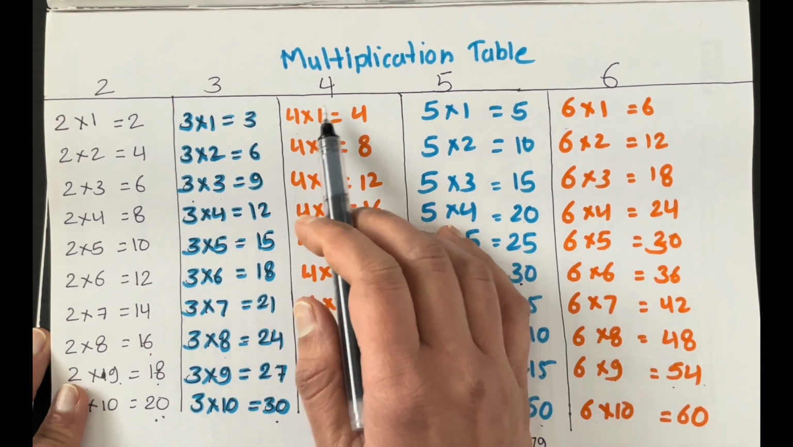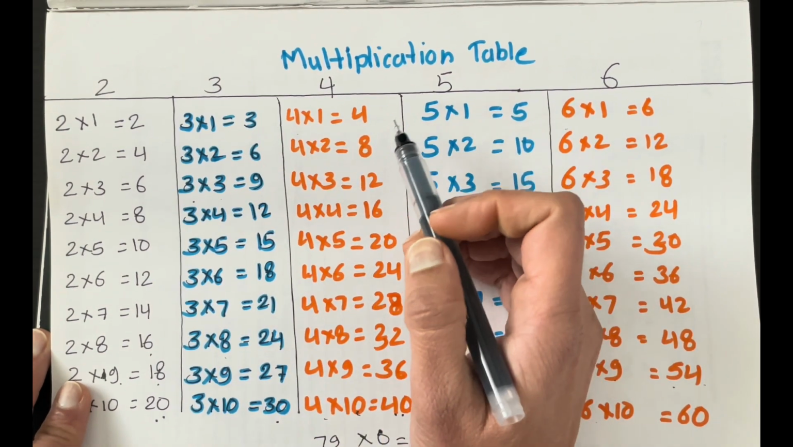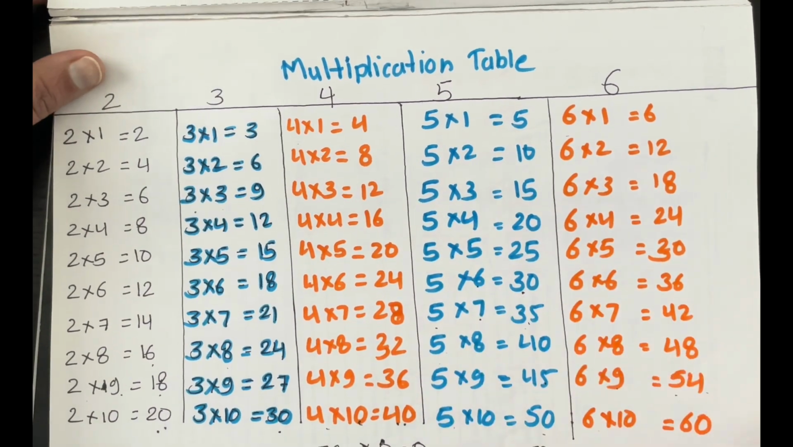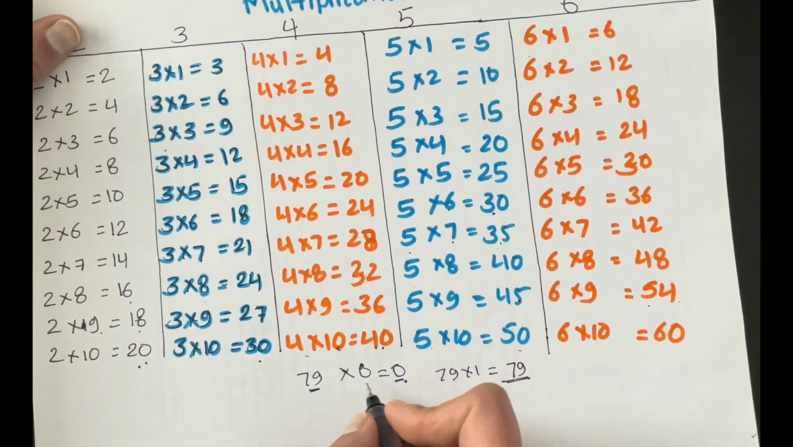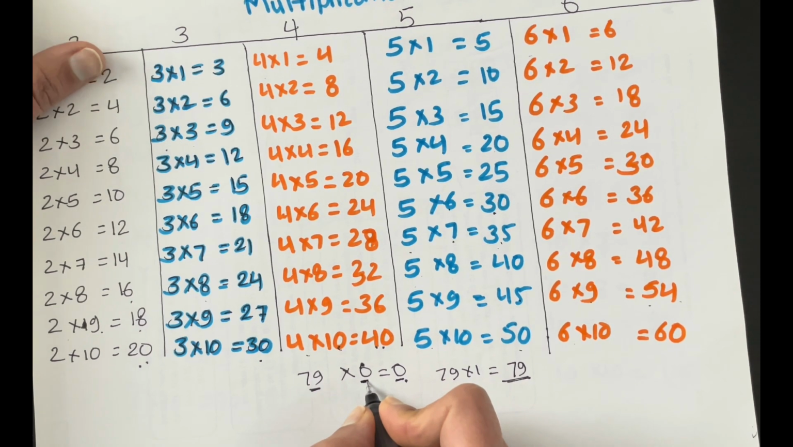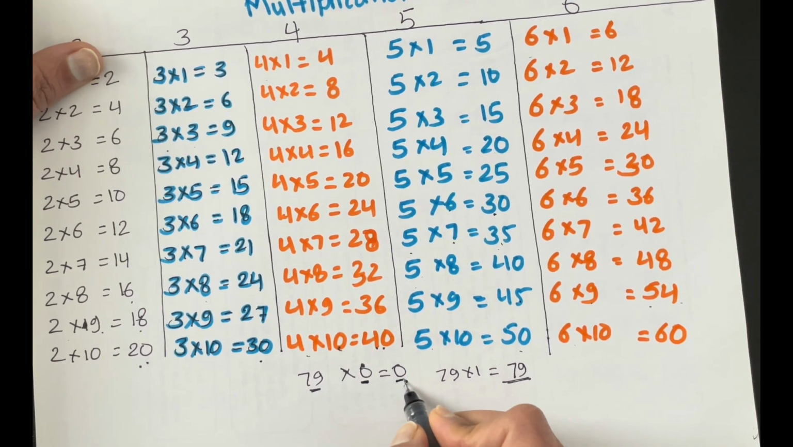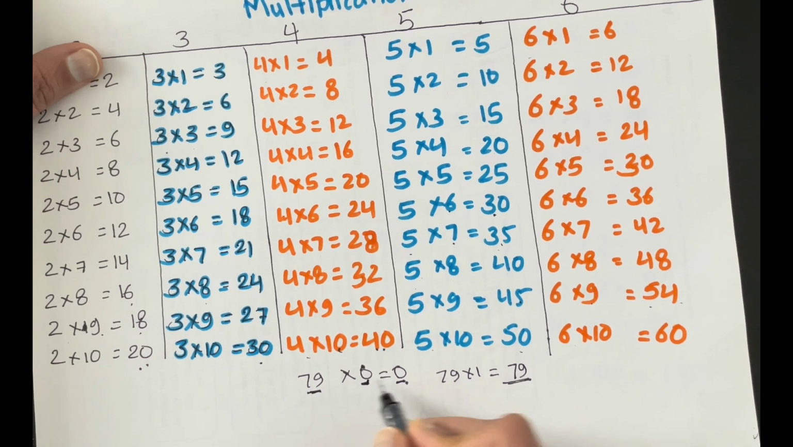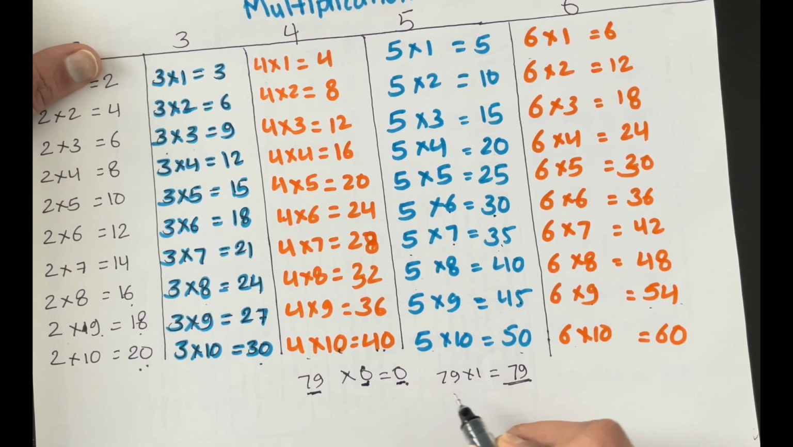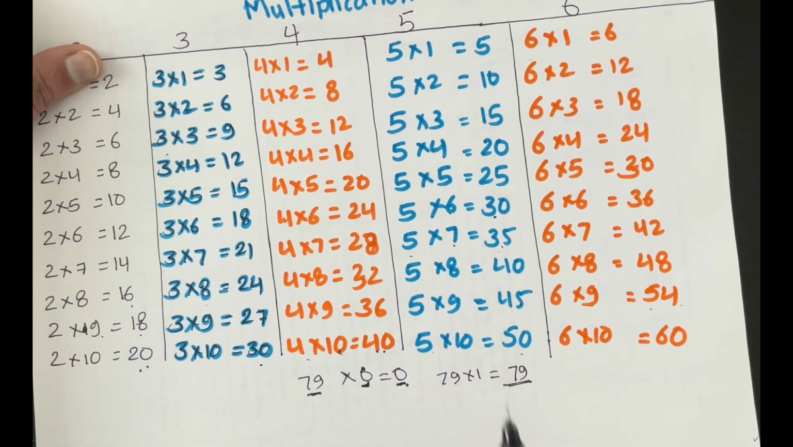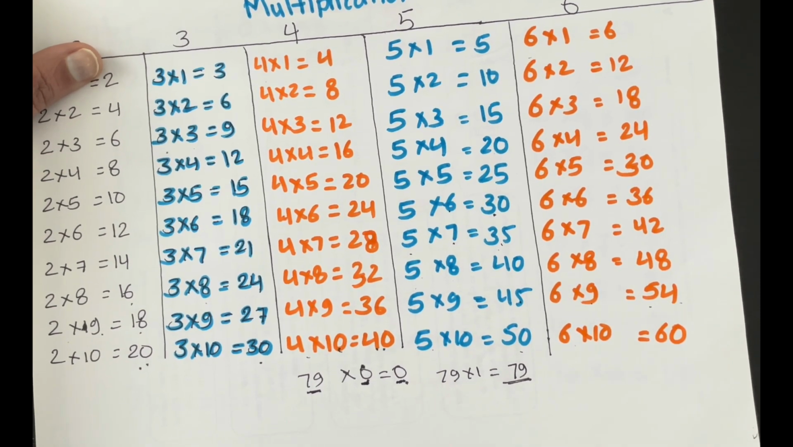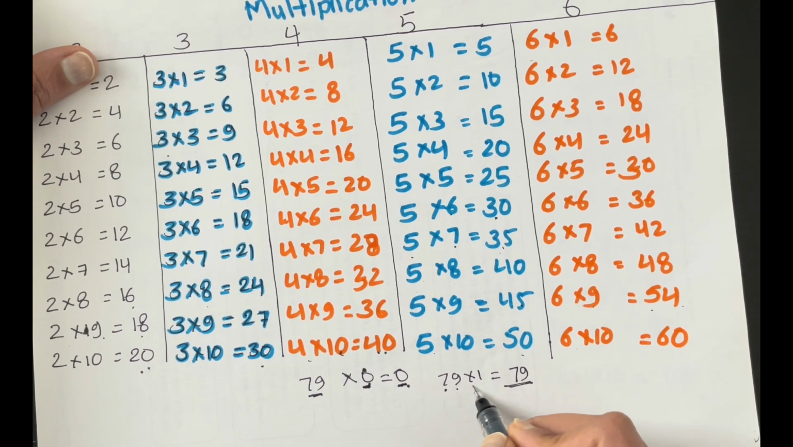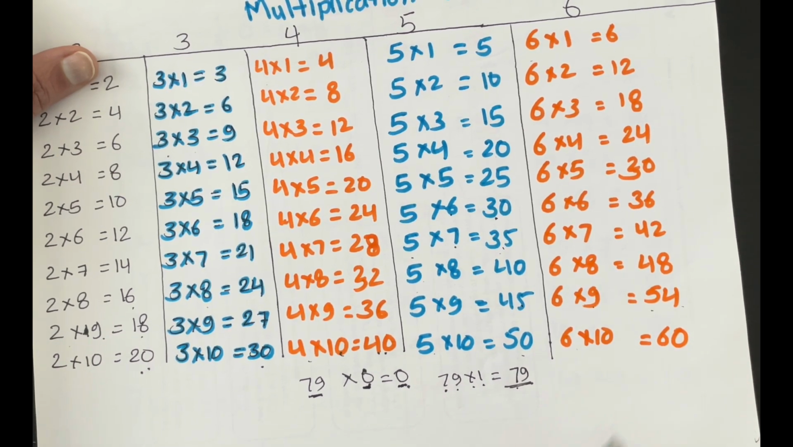Let's learn multiplication tables. But before you learn multiplication tables, remember one thing. First, if you multiply any number with 0, that number becomes 0. For example, if I multiply 79 by 0, it will become 0. If I multiply any number by 1, that number will be the same. There will be no changes. For example, 79 multiplied by 1 is 79.